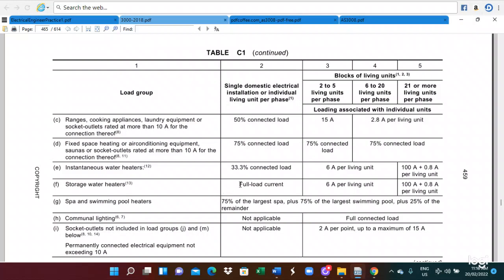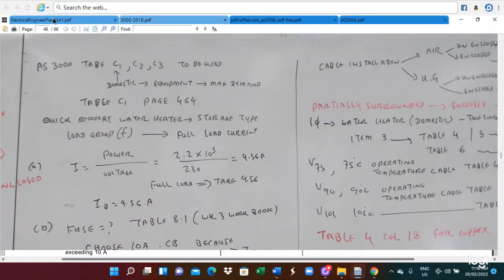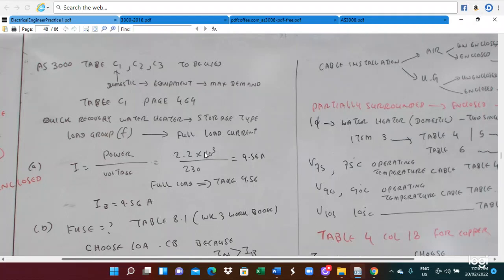For a single domestic installation, we have to take the full load current. To calculate the full load current, the power is 2.2 kilowatts divided by the voltage of 230 volts. So 2.2 multiplied by 10 to the power 3, divided by 230, gives 9.56 amperes. This is what we calculated.